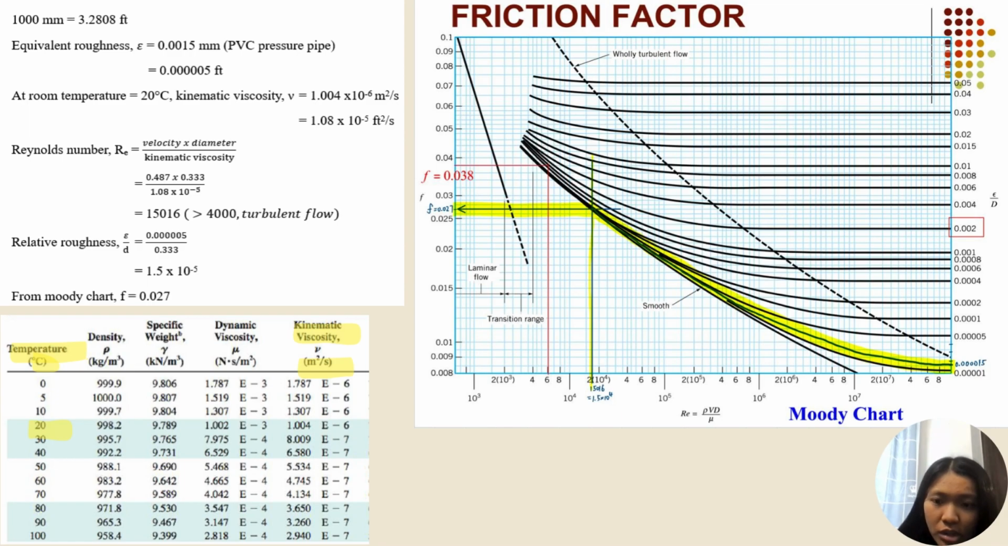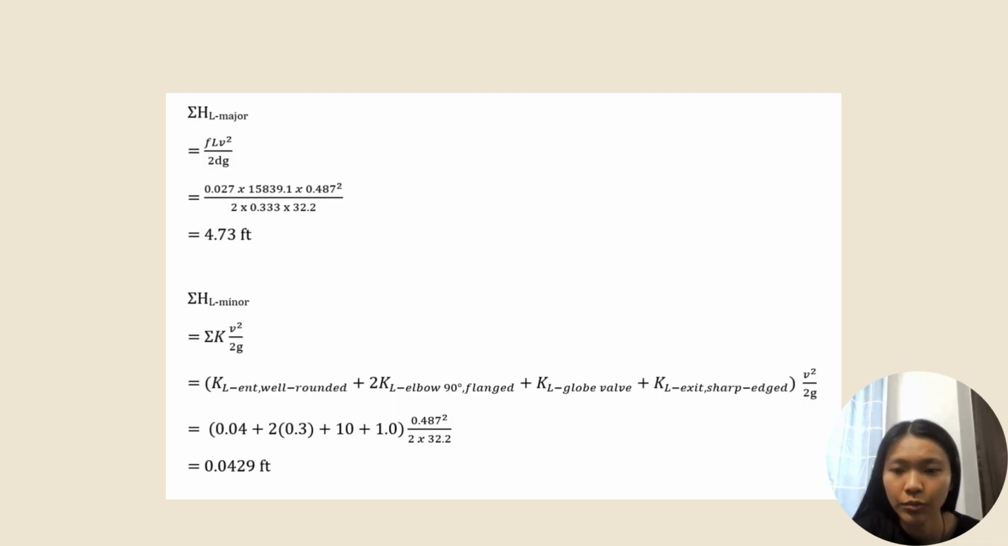Then with the Reynolds number and the relative roughness from the Moody chart we plot, we can get f as 0.027. With f, the total length, and the velocity, we can find the major losses in the pipe, which is 4.73. From our design, we have one entrance that is well-rounded, two 90-degree elbows, one globe valve, and one exit with sharp edges. Multiplying this by V squared over 2g, 0.0429 is our minor losses in the pipe.